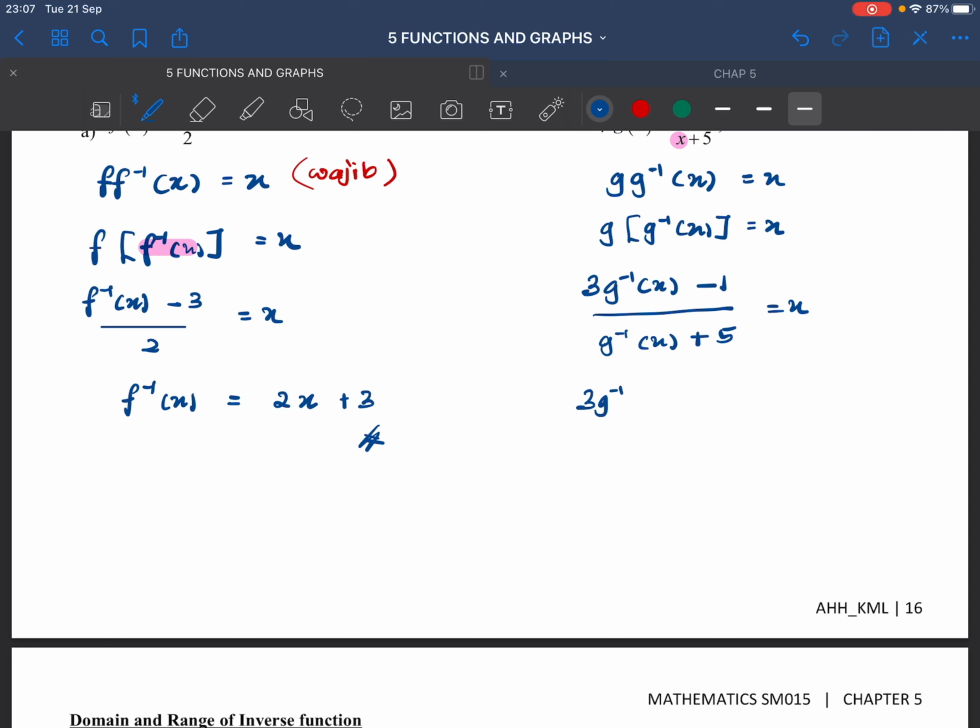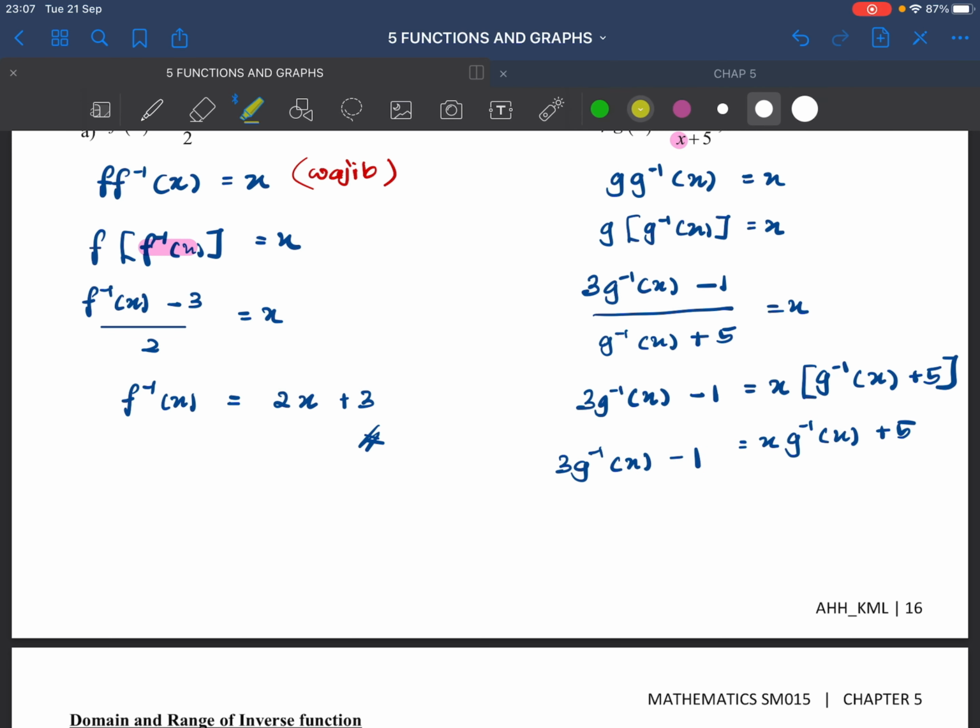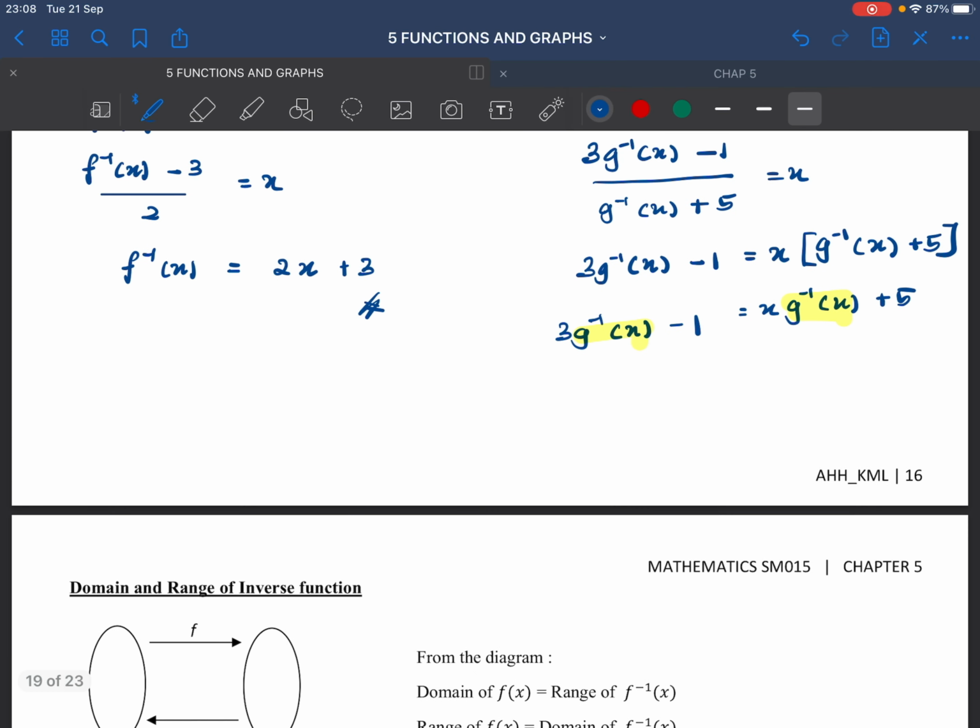So kita simplifykan dulu. 3 g inverse x minus 1 is equals to x, here we are going to get (g inverse x plus 5). And then if we expand this, we are going to get x g inverse x plus 5x equals 3 g inverse x minus 1. So we want g inverse. Okay, we want g inverse here. G inverse ni bayangkanlah dia sebagai y, satu term. So if we want to find g inverse, kita satukan dia, kita bawa dia pergi sebelah sini, and then we factorize. So kita buat satu-satu lah.